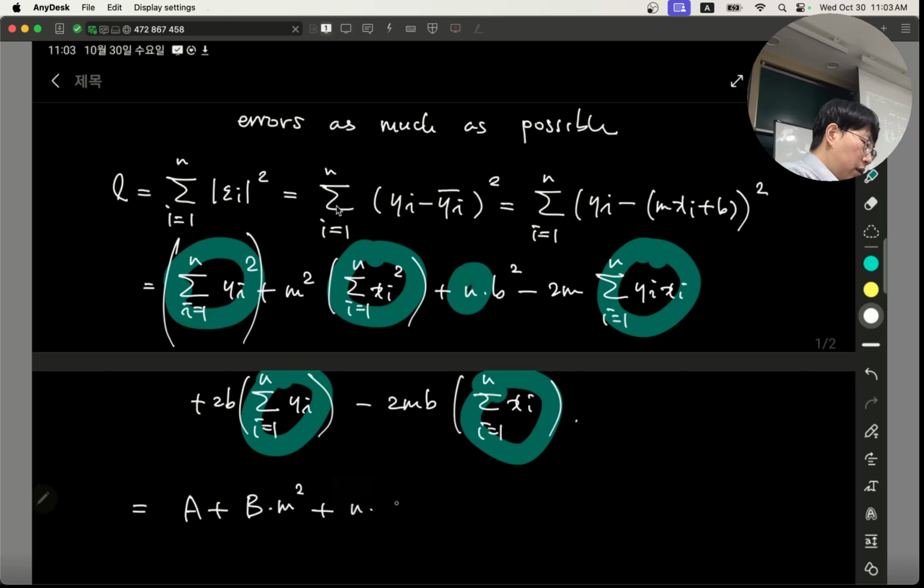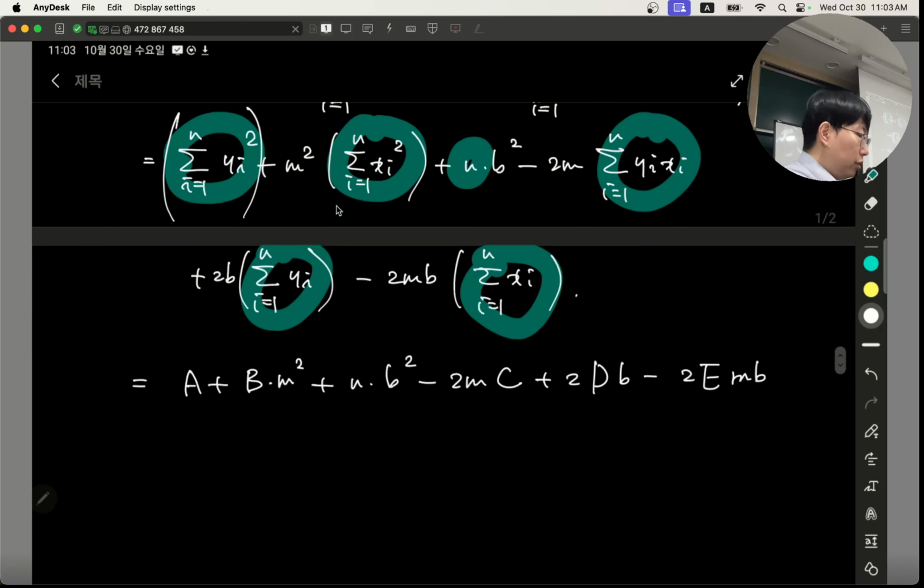Well, let's leave it here. So b squared minus 2mc plus 2b minus 2emb. Okay, so these a to e are all constant. So you cannot change them.